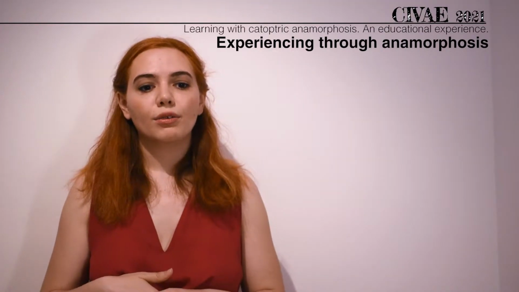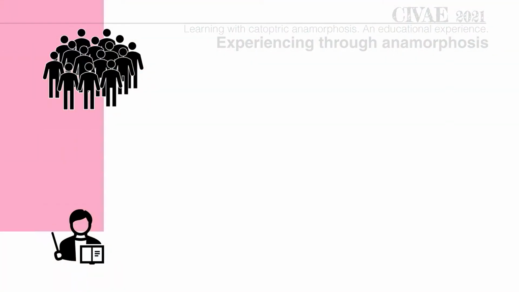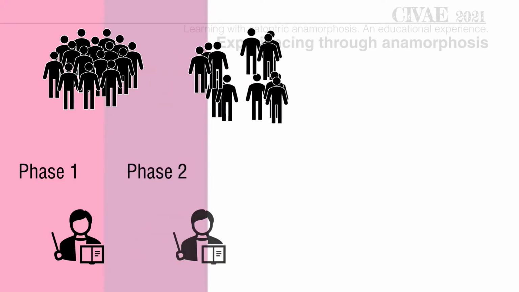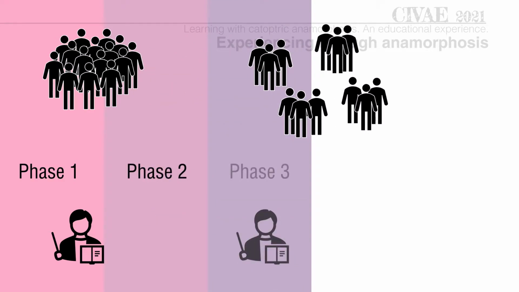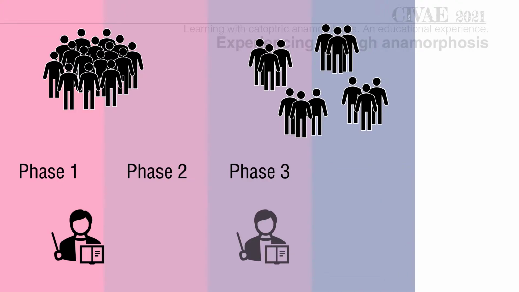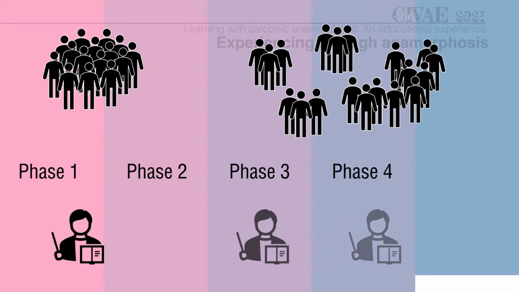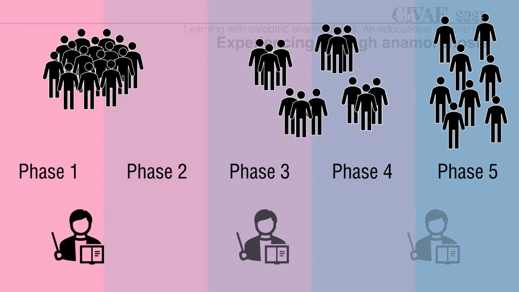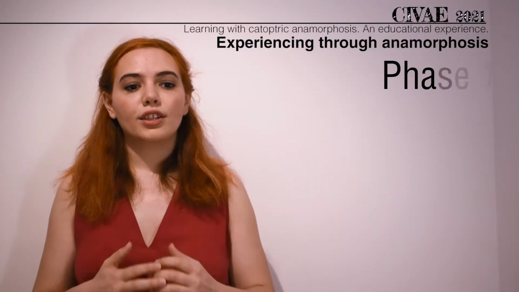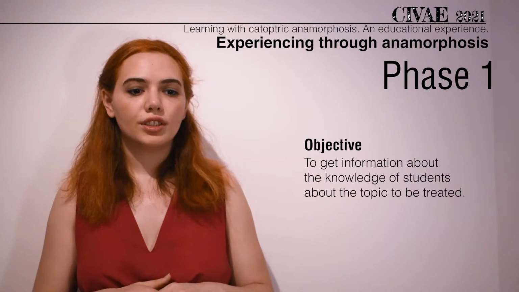And this experience was developed in 5 phases, in which the students were gaining gradually more and more independence, and the role of the teacher was passing from being the principal agent to practically being absent. The work in groups was also very important in the first phases, but in the last one, the autonomy of the student was prioritized. The objective of the first phase was to get information about the knowledge of the students about the topic to be treated.